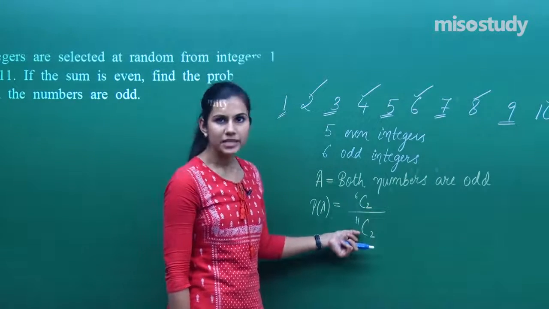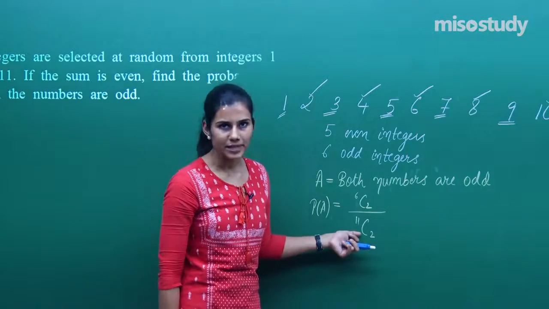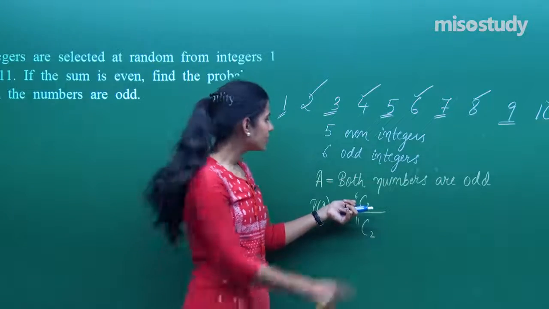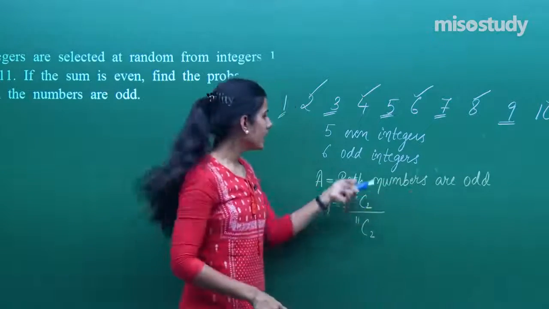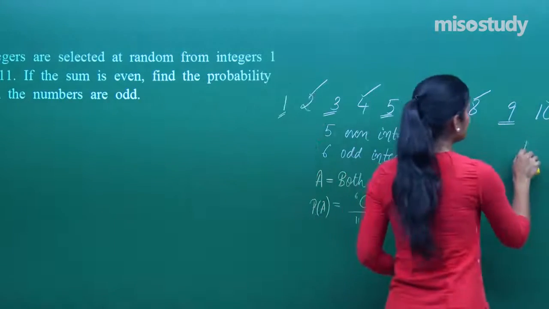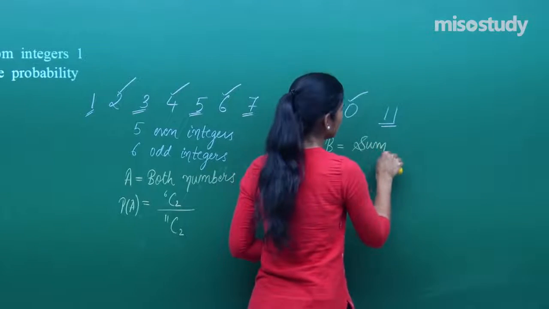Total number of ways of selecting 2 integers out of these integers from 1 to 11, that's the total number of ways. And what are the favorable ways? That means number of ways in which both the integers chosen are odd, that is 6C2. Fine. Next, I am defining event B as sum of the 2 numbers is even.